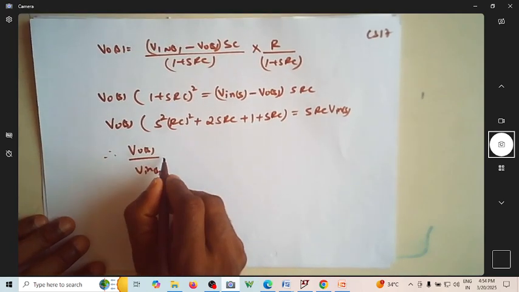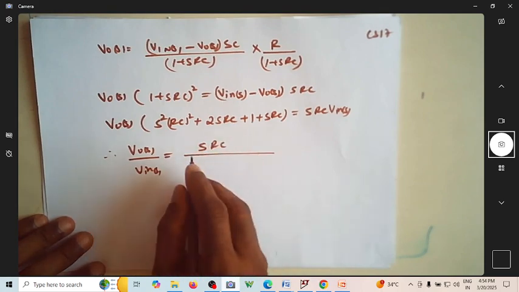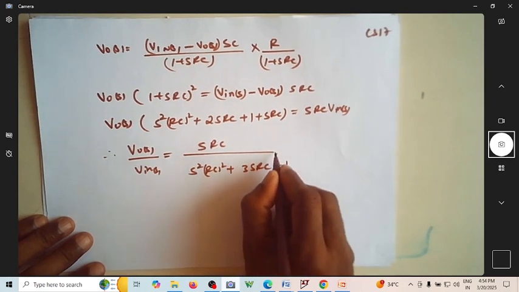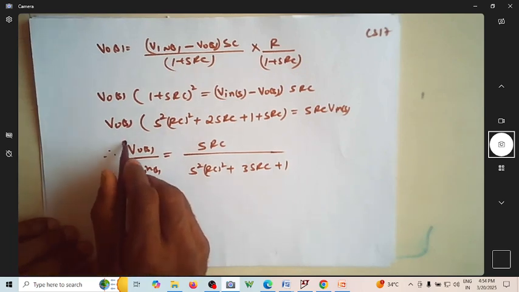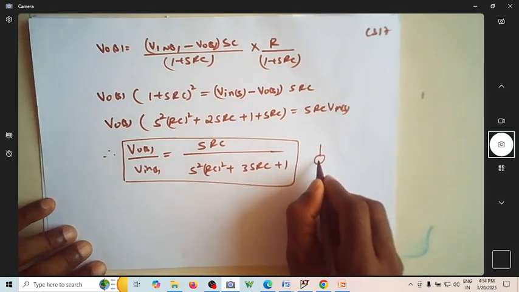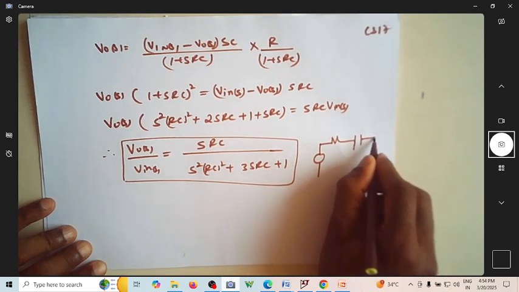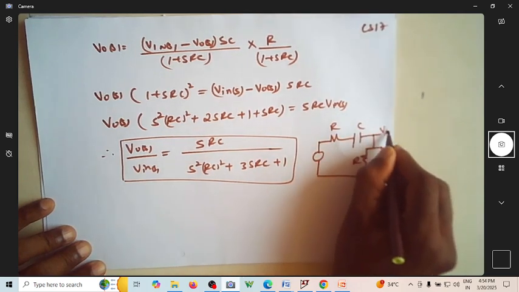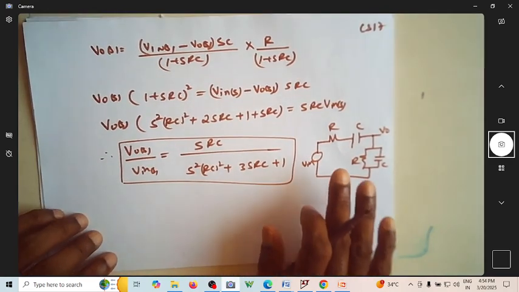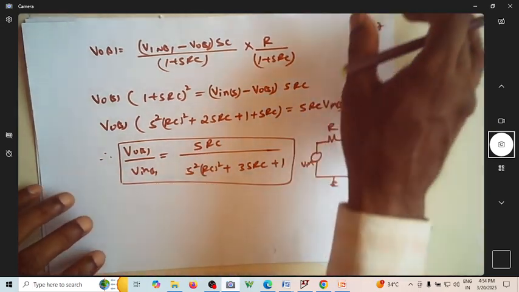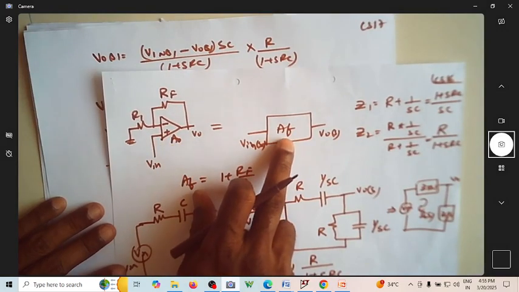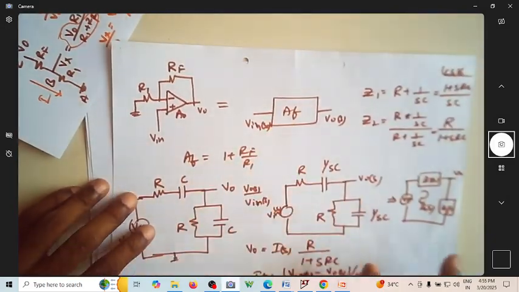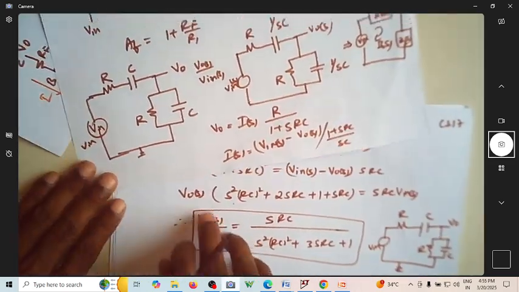So what will happen to V0 of S by Vin of S? This will now become SRC divided by S squared RC whole squared plus 3SRC plus 1. So what is this? This is the transfer function of this circuit. This is RC, RC, this is V0, this is Vin. So for this circuit, I have this as the transfer function. So what we found is this can be represented like this, and the transfer function of this circuit is this.